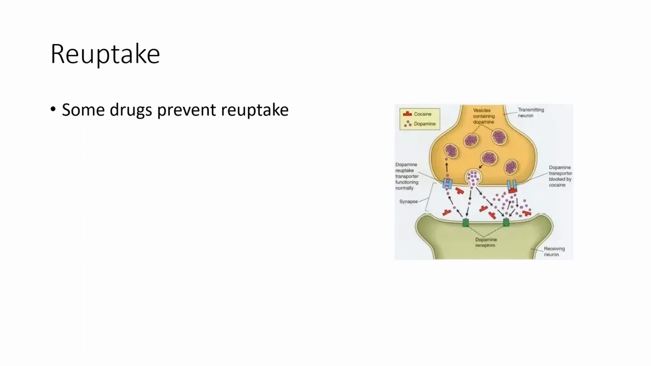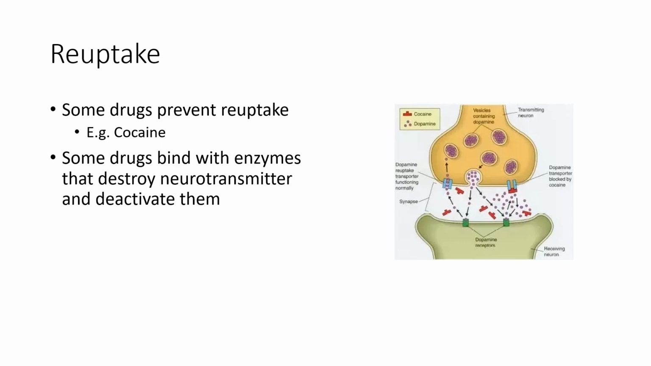We can also have instances where some drugs prevent reuptake, as I mentioned earlier in this lecture. Some drugs prevent reuptake of the neurotransmitter back into the sending cell or the presynaptic cell, which here is this one right here on the top. A good example of this is cocaine. So what cocaine does is basically it binds with the enzymes that destroy a neurotransmitter.